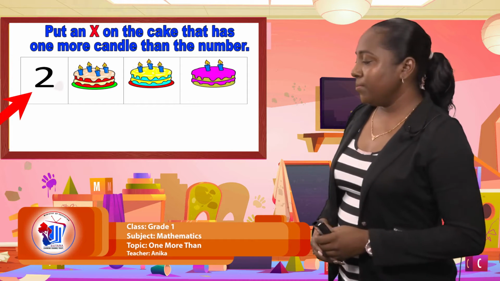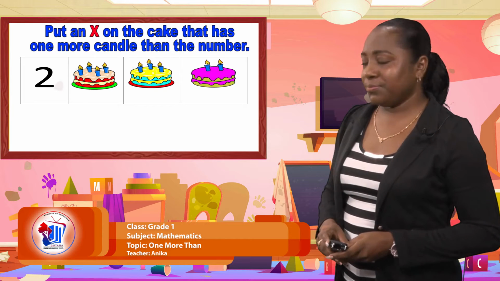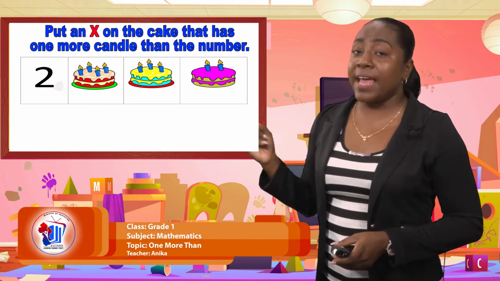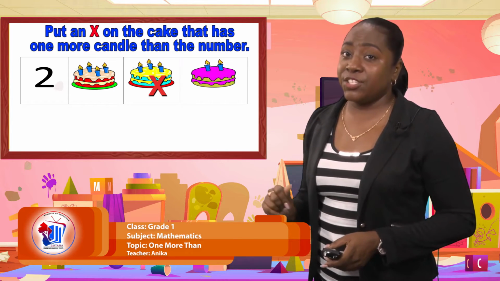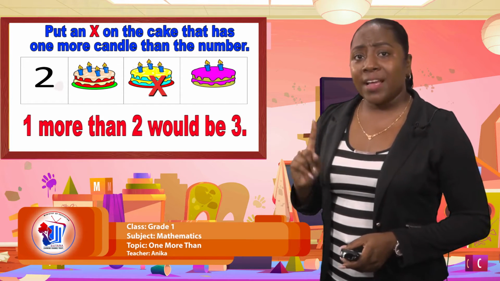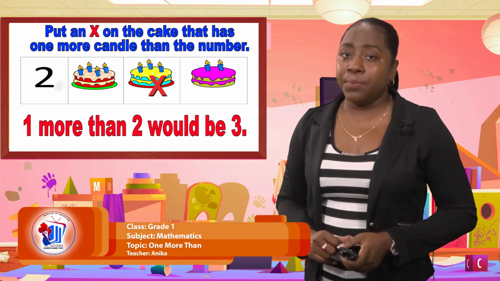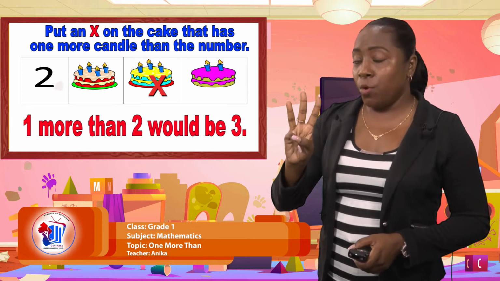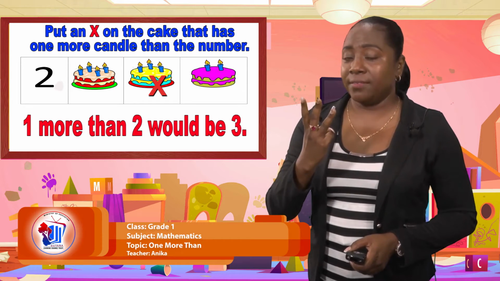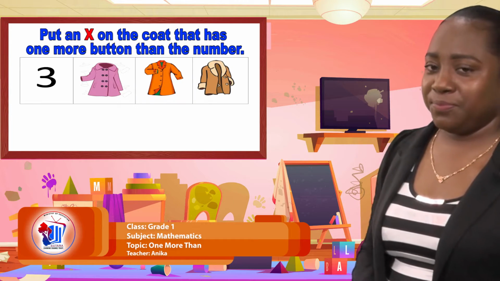2. Let's check the answer. So here we would have the cake with 3 candles as the answer. 1 more than 2 would be the number 3. For example, if I have 2 fingers up and I add 1 more, I will get 3. Easy. Let's look at another one.